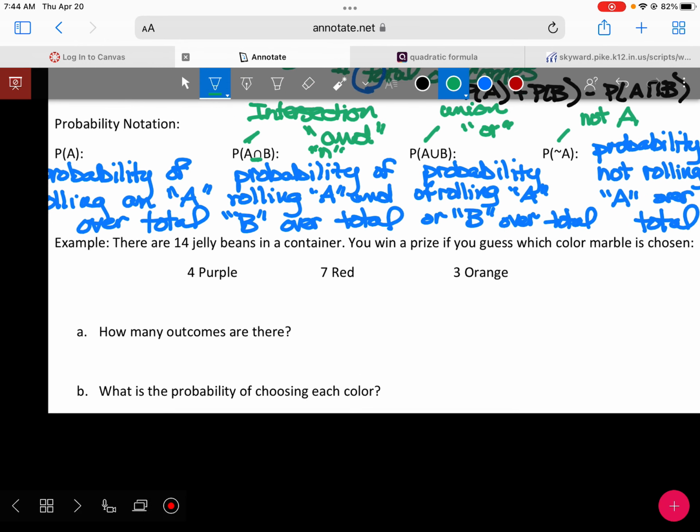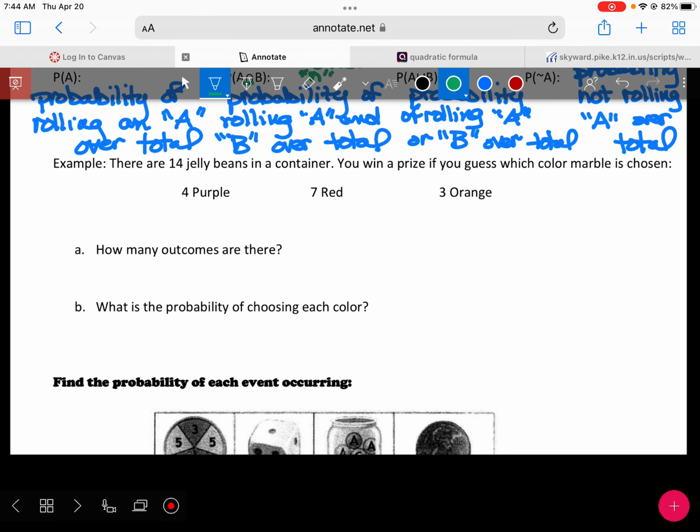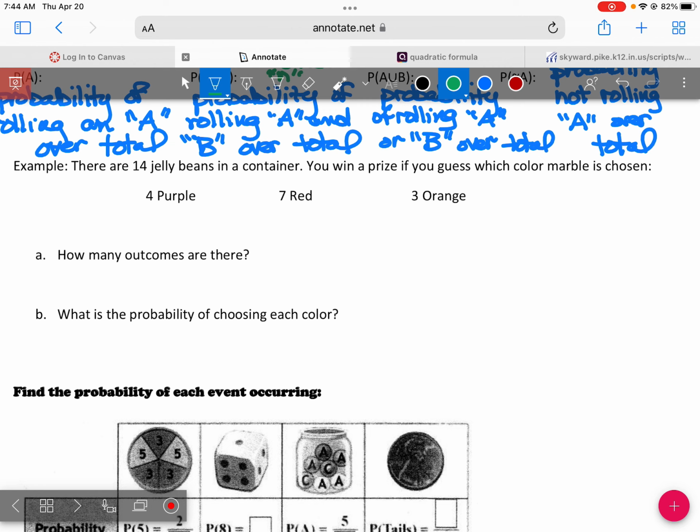All right, let's get to some examples. So first example, there are 14 jelly beans in a container. You win a prize, oh lovely, if you guess which color marble is chosen. So we were talking about jelly beans and we're gonna pick out a marble. Oops, that's a mistake. Should be jelly bean. That was kind of funny, no?